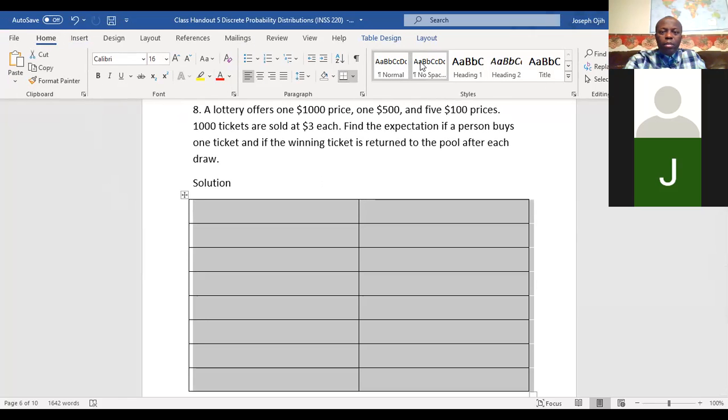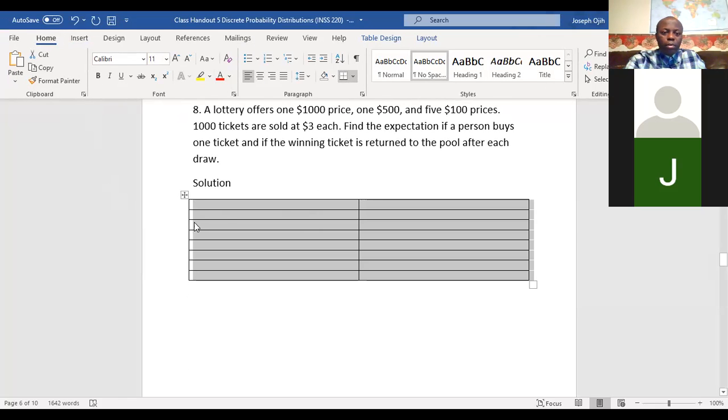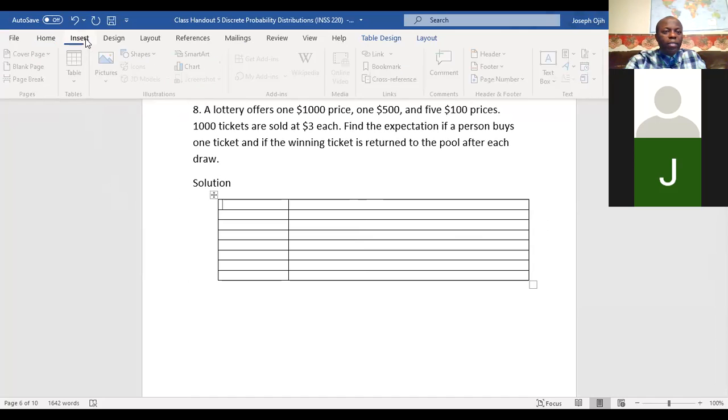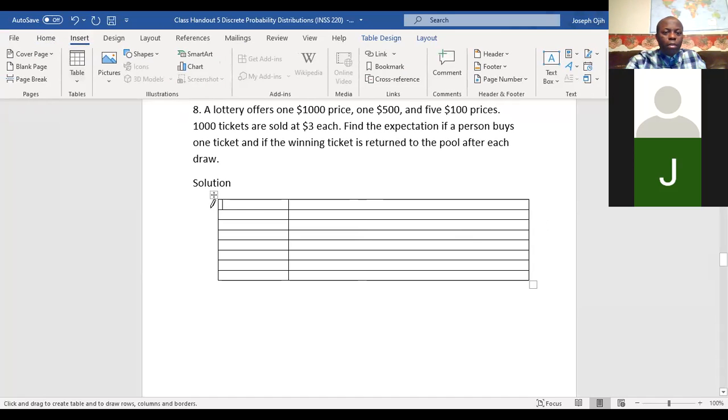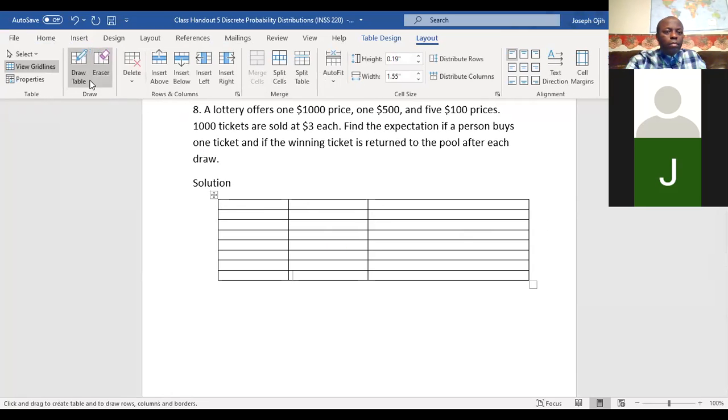Now I'm going to make it no spacing. Okay, good, so we can have enough room. Just one minute, let me adjust this table. We need one more line on that. So this is the average. Okay, good. So that we have.